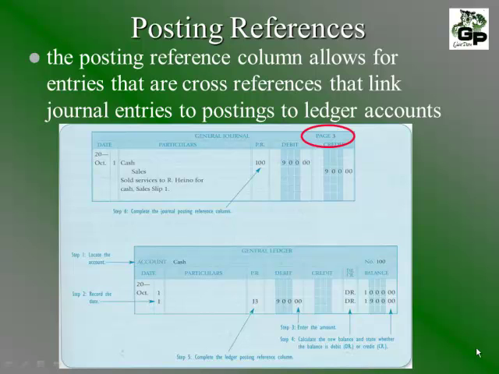So in this example we have a general journal on page 3. And when we refer to this from the general ledger, in this particular case the cash account, we put J3 in the posting reference column to let us know that this information was originally written down on the journal in page 3.